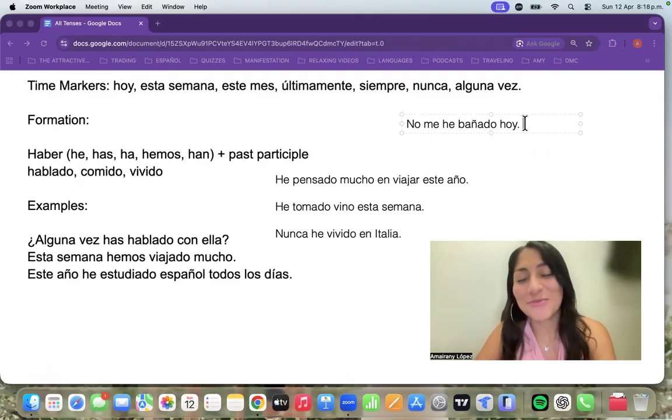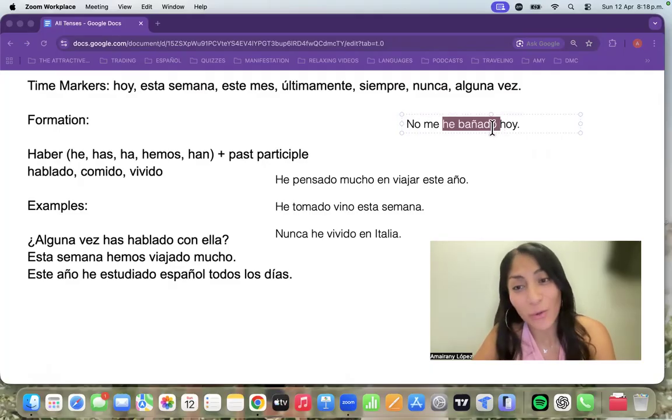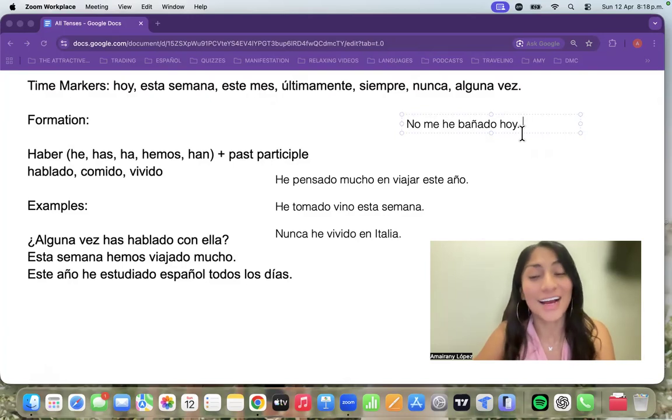So I'm going to give you 3 seconds to guess what that means. No, of course, means not or don't. Me is myself. He bañado would be have bathed or have showered in today, okay? Hoy. So I have not showered today. No me he bañado hoy, which is a lie. I actually have showered today.